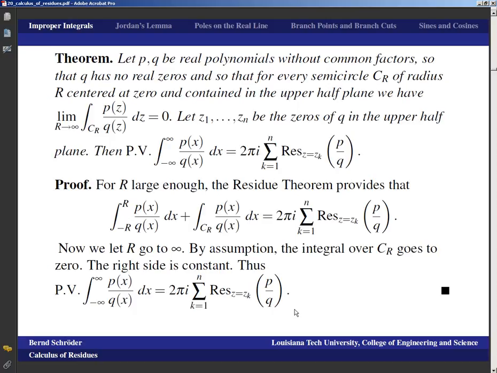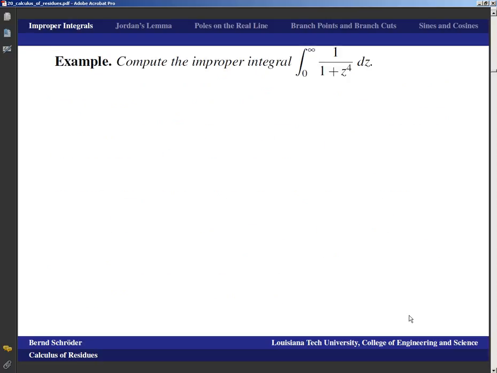I don't think we're going to mess with those too much in this presentation, but that's something that you might also run into. Okay, so let's take a look at an example.